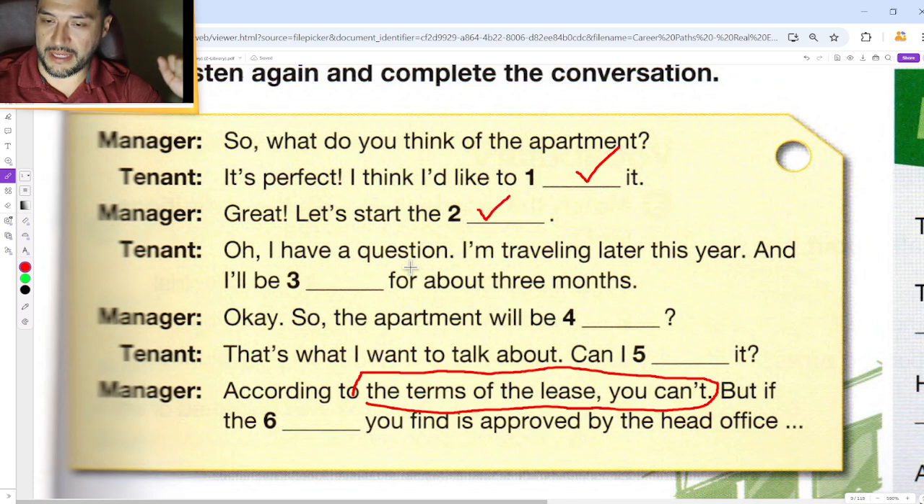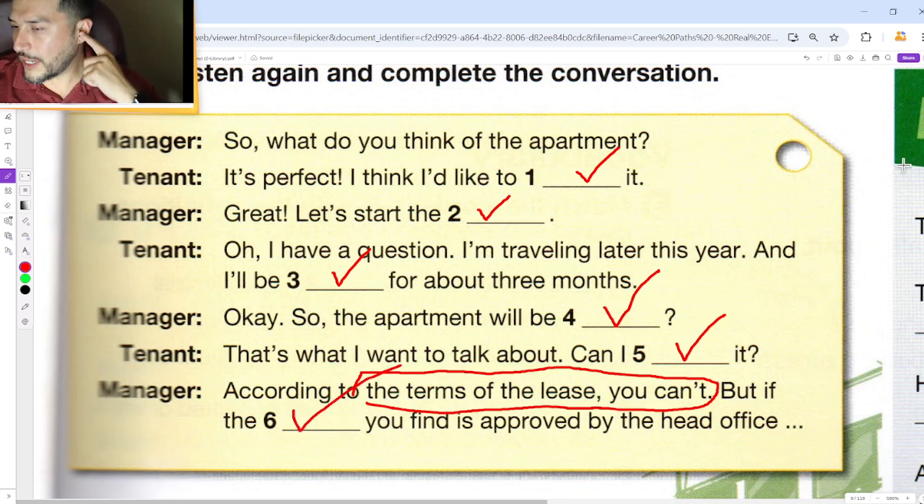Now for homework, I want you to listen and get the missing words. You have to catch the missing words. That's the next task. Ready? 9.